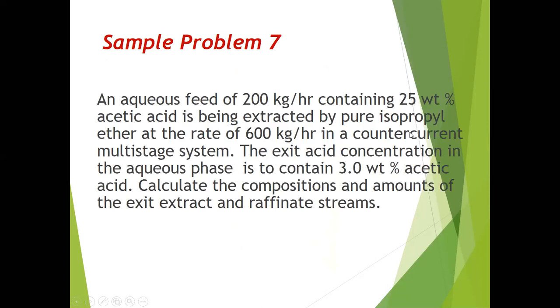Now, this is a sample problem which we will solve. In 2 minutes I will be disconnected, so we will just reconnect. Okay, I will just write down the given for this problem so we can save time later on. So an aqueous feed of 200 kilograms per hour containing 25 weight percent acetic acid is being extracted by using pure isopropyl ether at the rate of 600 kilogram per hour in a countercurrent multistage system. The exit acid concentration in the aqueous phase, this is referring to the raffinate phase, is to contain 3 weight percent acetic acid. Calculate the compositions and the amounts of the exit extract and raffinate streams.